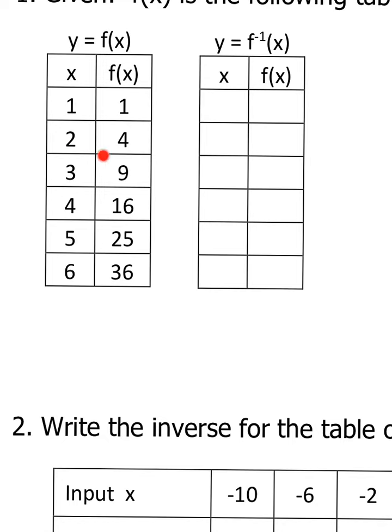This table represents your original function, and this table represents your inverse. Here are your x's, and here are your y's. So you literally just need to switch them. For the first one you can't really tell, but this guy becomes my x, this guy becomes my y. Here, this guy becomes my y, and this guy becomes my x. We're switching them. So when I input 3 and get 9, now I'm going to input 9 and get 3. You can see that we literally just switch all of those x's and y's.